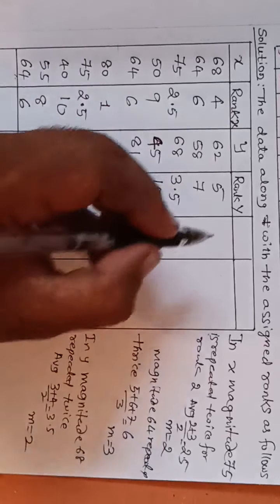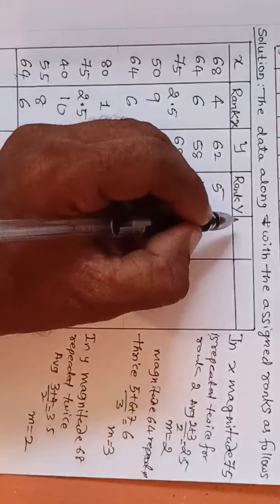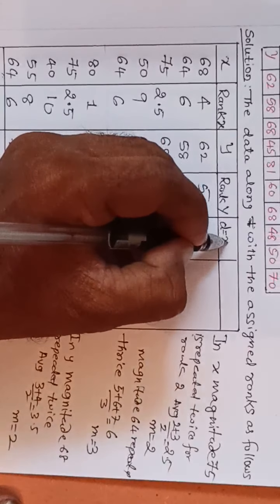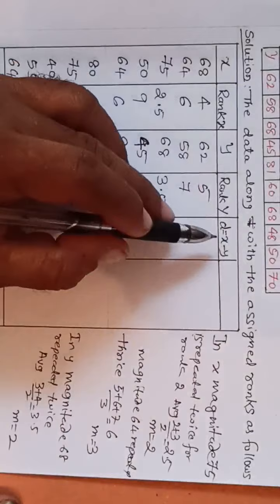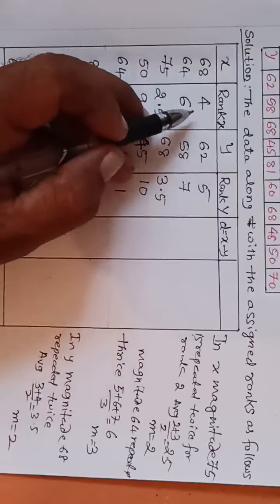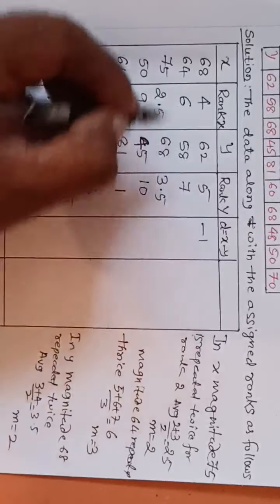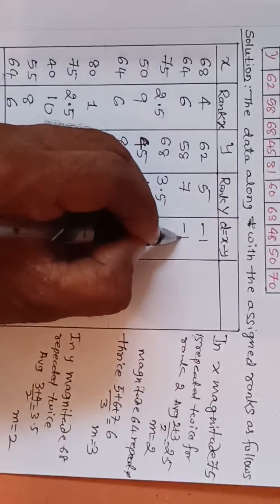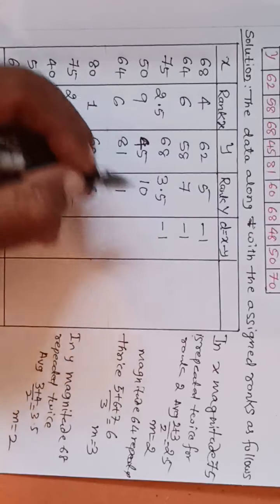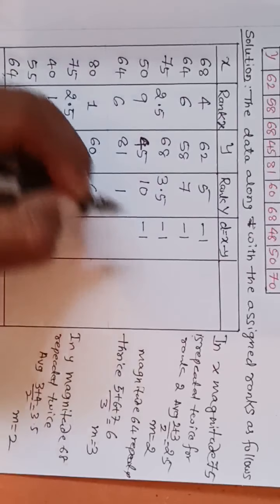So we got here. Next we have to calculate D is equal to X minus Y. D is equal to rank X minus rank Y. It is 4 minus 5, which is minus 1. Next, 6 minus 7 is again minus 1. Next, 2.5 minus 3.5 is again minus 1. 9 minus 10 is minus 1.